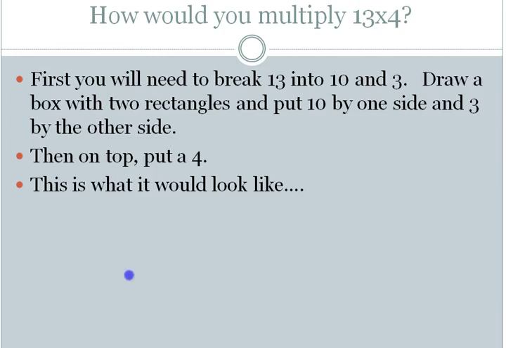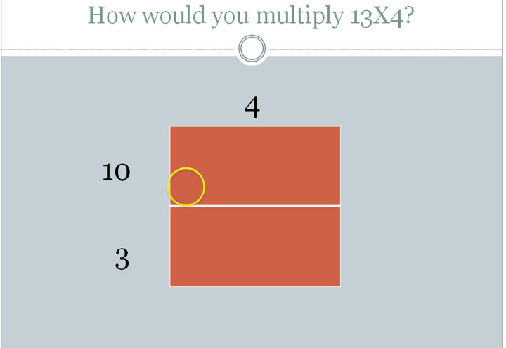This is what it looks like. I have my two boxes, my two rectangles. I'm multiplying 13 times 4. That's my problem. So I broke my 13 apart. It comes from two numbers, 10 and 3. That makes the 13. So I put a 10 on the left, 3 on the left at the bottom. I'm multiplying this times 4.